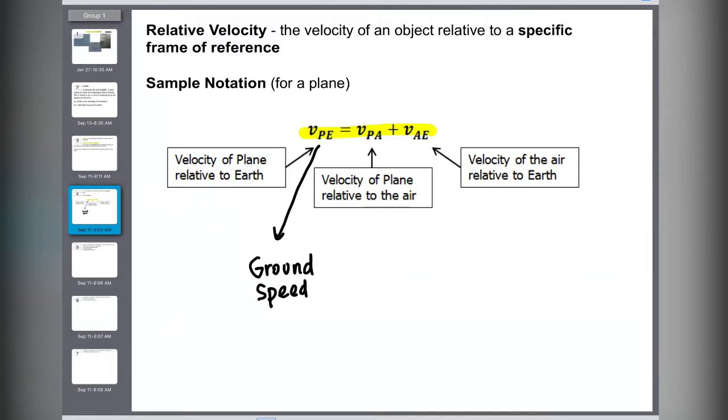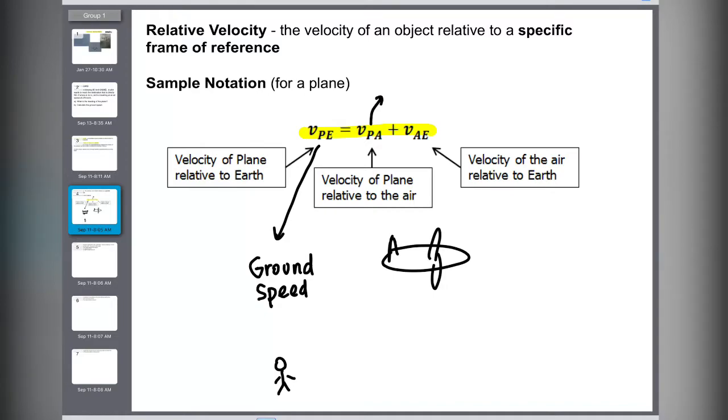What ground speed means is, if I have a guy who is looking at this airplane from the ground, this is an airplane. If I'm looking at this airplane, really what it looks like, how fast it's going, because the pilot could be pointing it in whatever direction, we call it the airspeed.